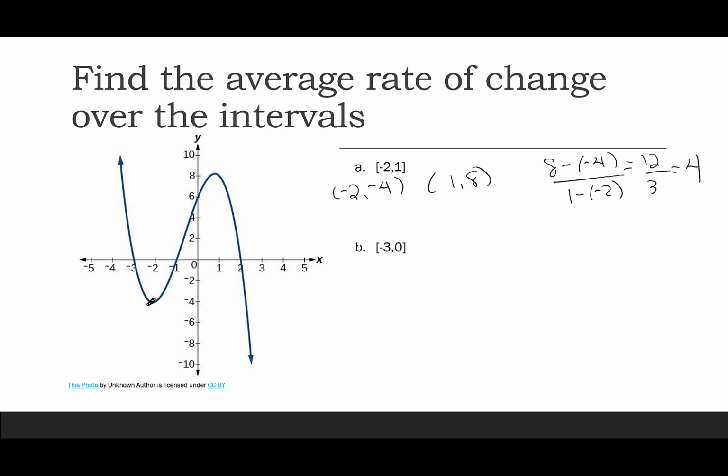It's positive, and I can see I went from negative 2, 1 up to positive 1, 8, so it did go up. Let's look at negative 3 to 0. So at negative 3, I'm at 0. And at 0, I'm at 6. So I do 6 minus 0 over 0 minus negative 3. I get positive 6 over positive 3, which says my average rate of change is 2.